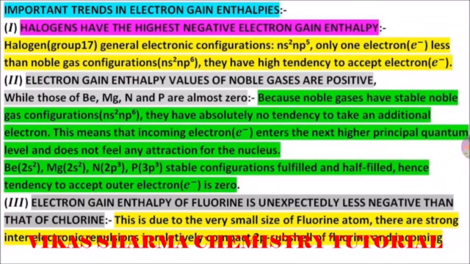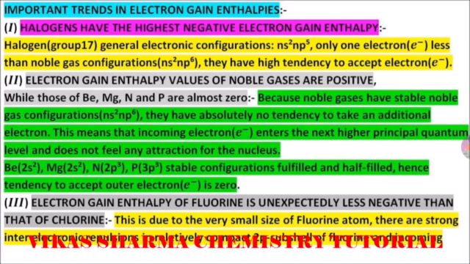The second trend: electron gain enthalpy values of noble gases are positive, while those of beryllium, magnesium, nitrogen and phosphorus are almost zero. Noble gases have stable configurations, ns2 np6, so they have absolutely no tendency to take an additional electron into their orbital. This means the incoming electron enters the next higher principal quantum number level and does not feel any attraction from the nucleus, so enthalpy is required in the case of inert gases. But beryllium, magnesium, nitrogen and phosphorus also have stable configurations, with half-filled or completely filled orbitals.